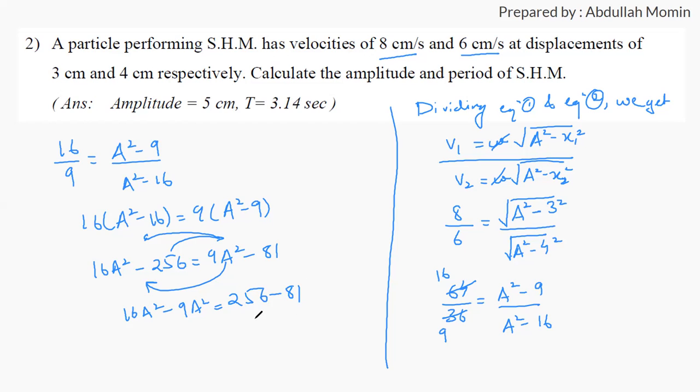So we will get 175, that is 7 A square. So A square is equal to 175 upon 7, that will be 25, and taking the square root, A will be equal to 5 centimeter. So amplitude will be 5 centimeter, and we know the time period.